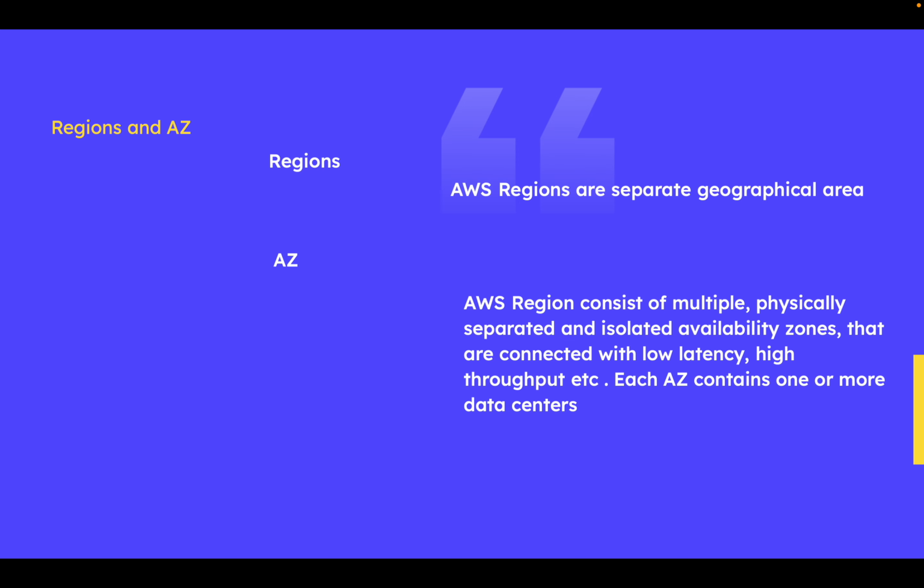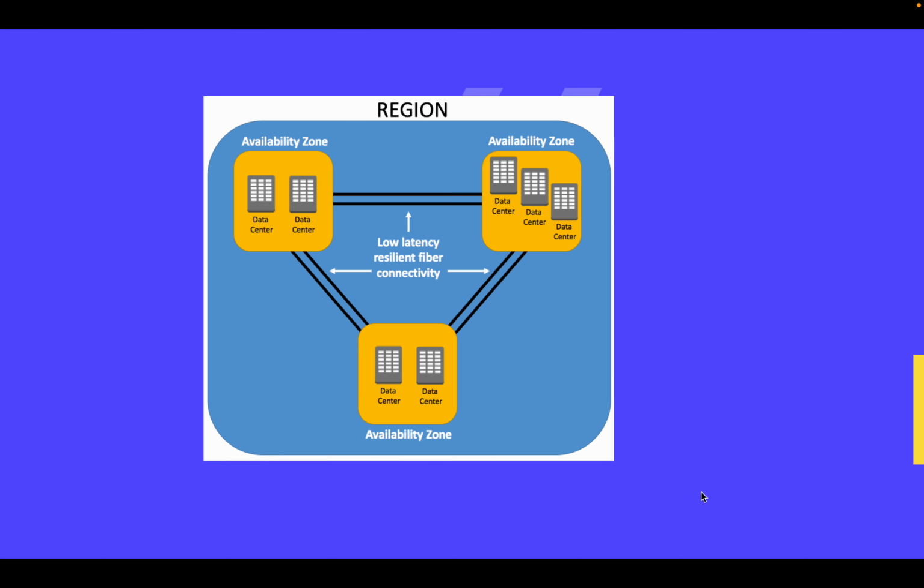We can see how to select multiple availability zones when we create resources like EC2 and databases, etc. Now this is a high level diagram of the availability zones. We can see we will have a region, and multiple availability zones within a region, connected with fiber connectivity, providing low latency. And within an availability zone we will have one or more data centers. We can see that.